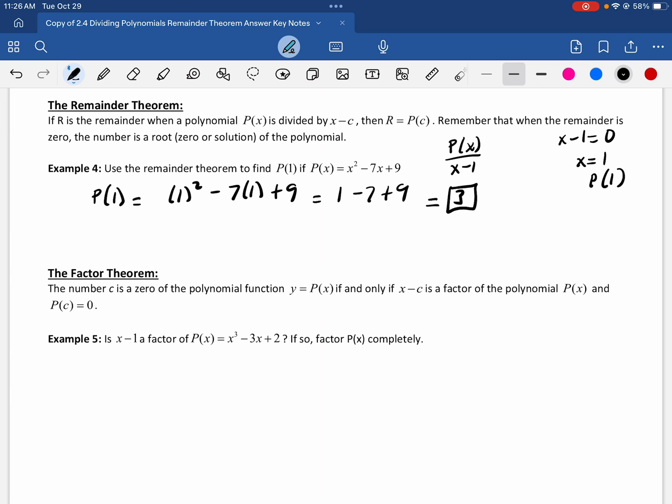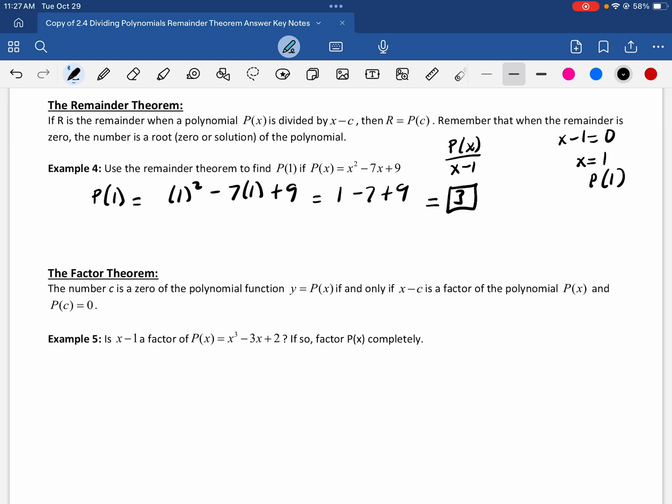So we get a remainder of 3 if we were to actually have gone through that division. If we had done x squared minus 7x plus 9 divided by x minus 1, you would see that you get a remainder of 3. All right, so this is just a simple way for you to figure out what's the remainder. The purpose of this is, remember that fact that if you get a remainder of 0, then you know that that number you have is one of your solutions. Okay, that's why it's beneficial to be able to do this remainder theorem.